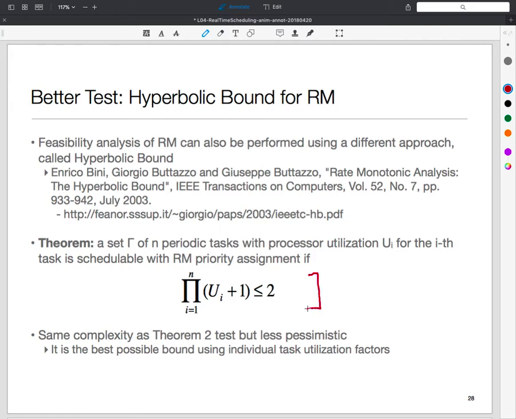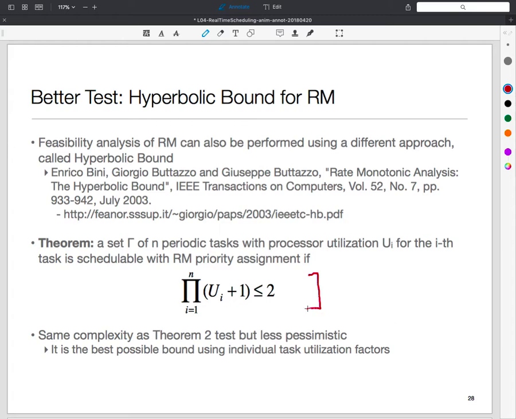That is, it's a much more accurate way of doing the classification. Lots of task sets where the previous formula would have thrown up its hands, this one can give you an answer to that. So again, this is just an algebraic thing. You just have a bunch of U_i's and you add one and you take the product. So very easy to do. So it helps things quite a bit.